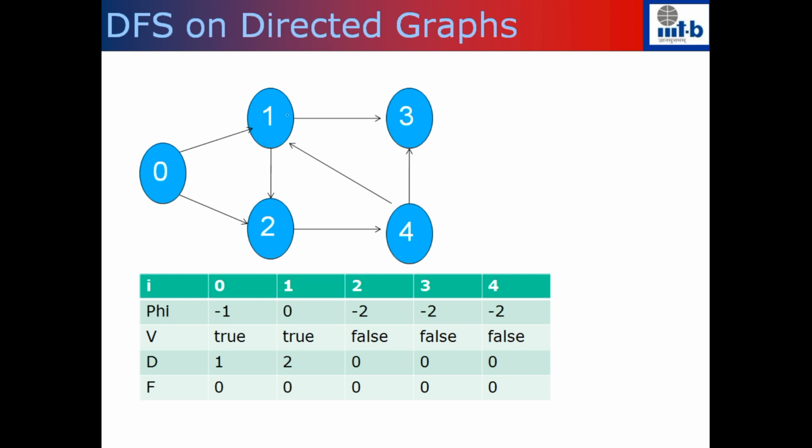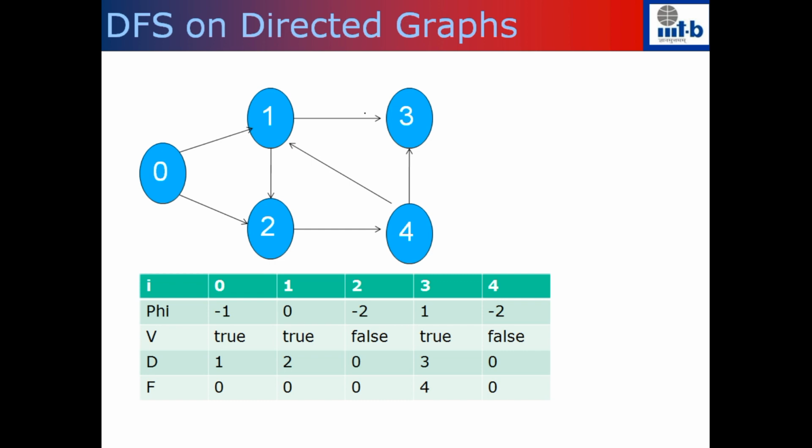Let's say that I consider the edge 1, 3. When I consider edge 1, 3, I will set the pi of 3 to be 1, and then call the DFS from 3. When I do that, the flag of that changes to true, and pi of 3 is 1, and d of 3 becomes 3. Now I have to consider all the outgoing edges from 3. There is no outgoing edge from 3, so I am out of the while loop. I have finished everything which is reachable from 3. So I set the finish time of 3 to be the next count, which is 4.